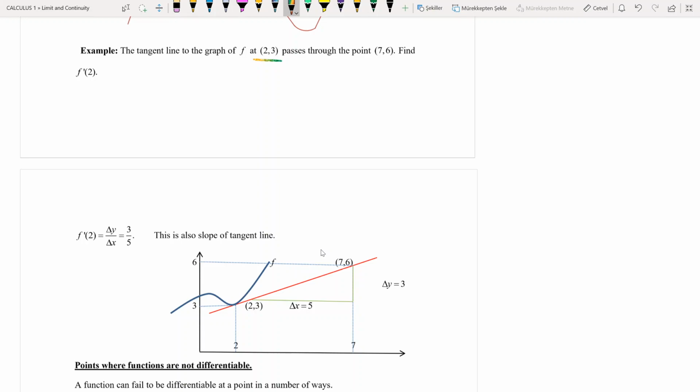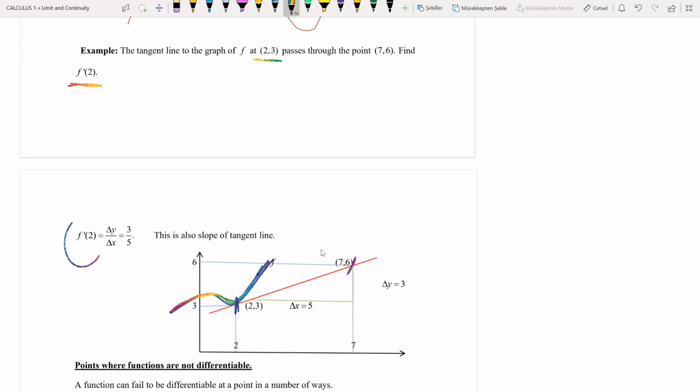Then find the derivative of f at the point 2. Let's suppose that the graph of f is something like this. It does not matter, it's an arbitrary graph, and this is the point (2, 3). So the tangent line at this point is given by the red line, and the other point is (7, 8), which is given in the question.